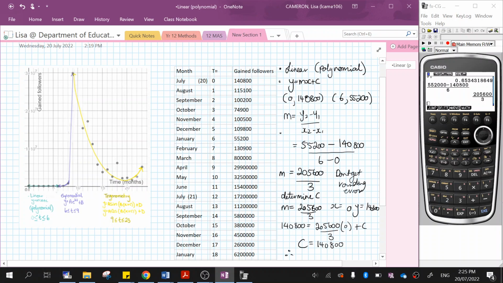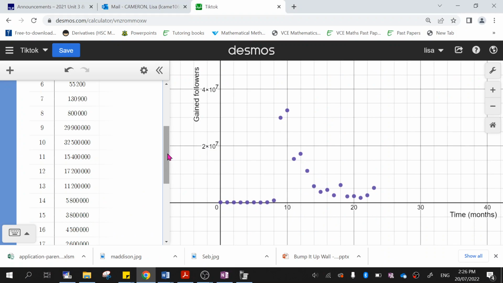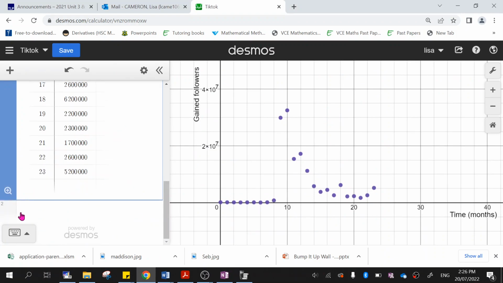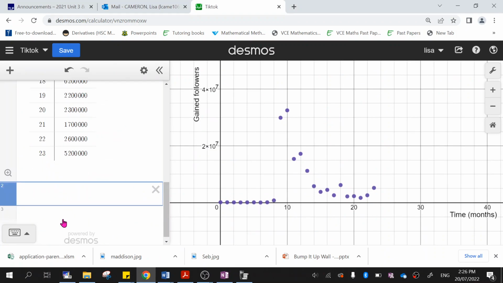So therefore, the linear model for this equation is y equals 205600 over 3 t plus 140800. Now just to make sure, I'm going to double check by substituting this into Desmos. When I do that, I'm going to put in my domain as well so that it will graph nicely. So here you can see I've got my data in Desmos. We don't need to fit it.